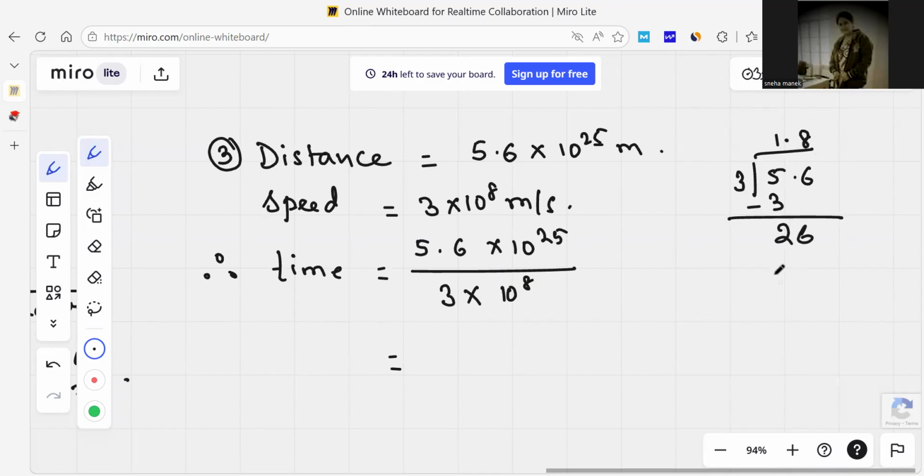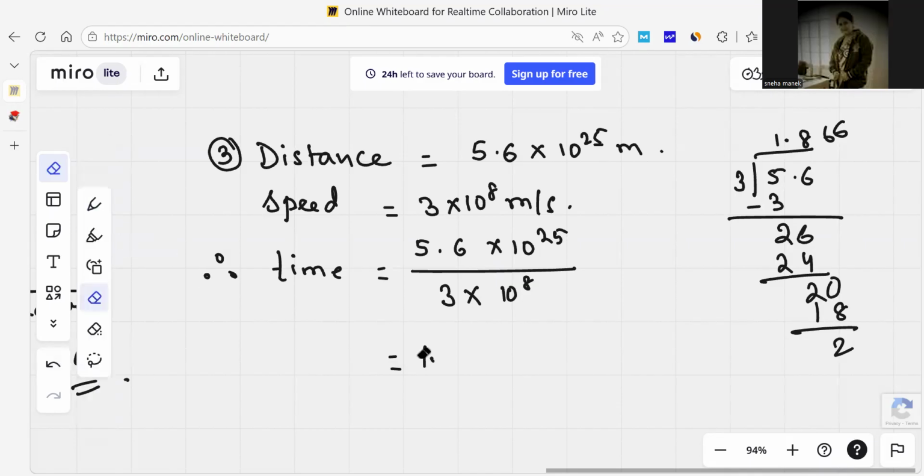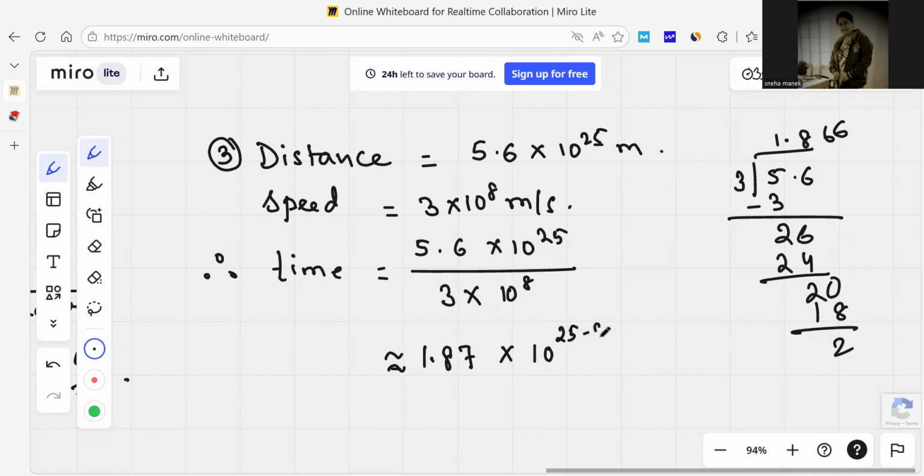Point will come 8, 24, 2, 0, 6, 18, 2, 0, 6. So it's continuing. We can approximate, we can write the value here as an approximate one. So 1.87 into 10 to the power 25 by 10 to the power 8 means we write it like this, if you have learned about exponents. So approximate value will get 1.87 into 10 to the power 17 seconds. This is our answer.